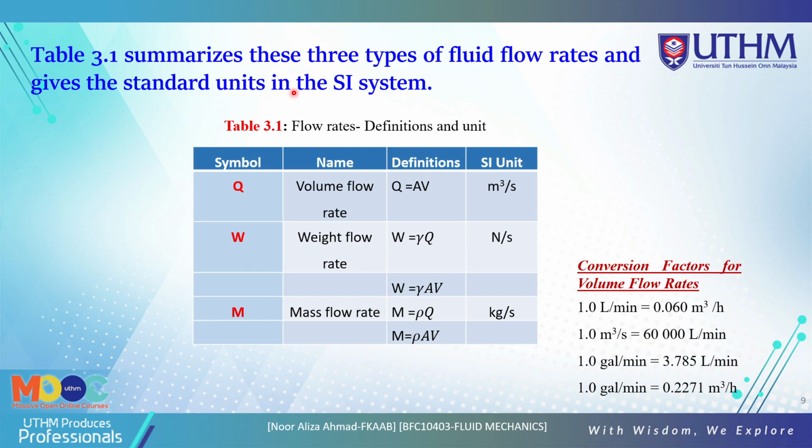Okay, so this summarizes these three types of fluid flow rates and gives the standard units in the SI unit system, with symbols Q, W, and M that I mentioned in the previous slide. So with the name here: volume flow rate, weight flow rate, and mass flow rate, and the definition here. Okay, and the SI unit. So the conversion factor for volume flow rate is this one. Okay, from liter per minute convert to meter cube per hour, meter cube per second convert to liter per minute, and from gallon per minute convert to liter per minute, and so on. So this is the conversion factor for volume flow rate.